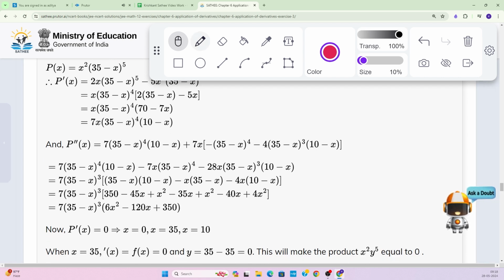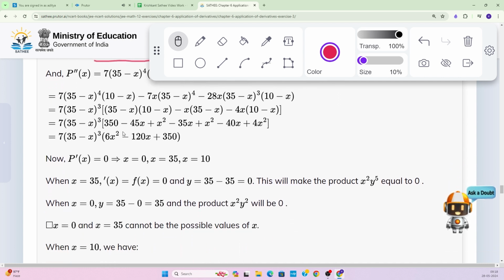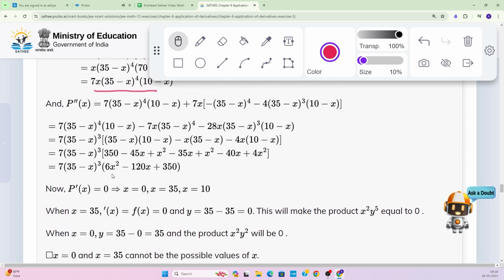Now from here at this stage, what can you get as your critical points? One is 10, another is 35, another is 0. Okay, 0, 35 and 10. Now put them in f double prime. What you will see is that at 35 it will be 0. At 0, as you can see, this is positive. This means you will have the minimum at x equals 0.